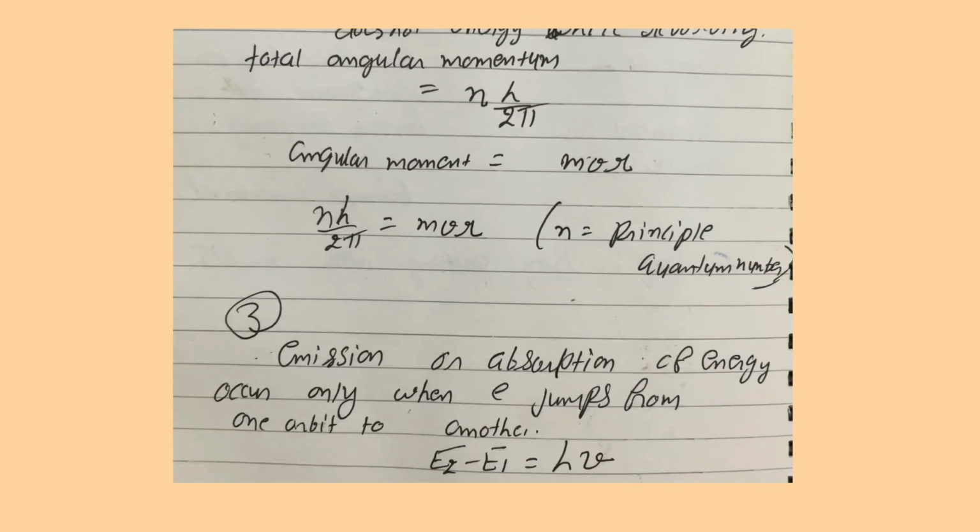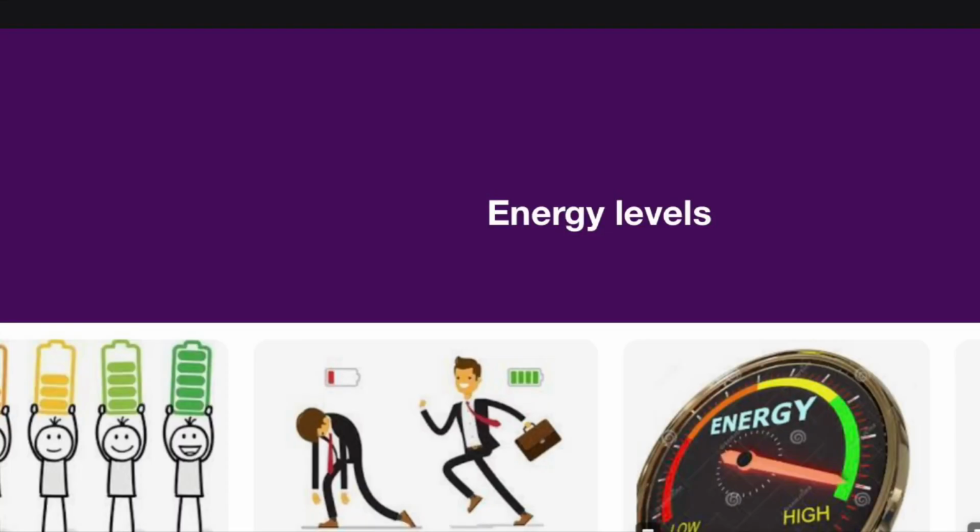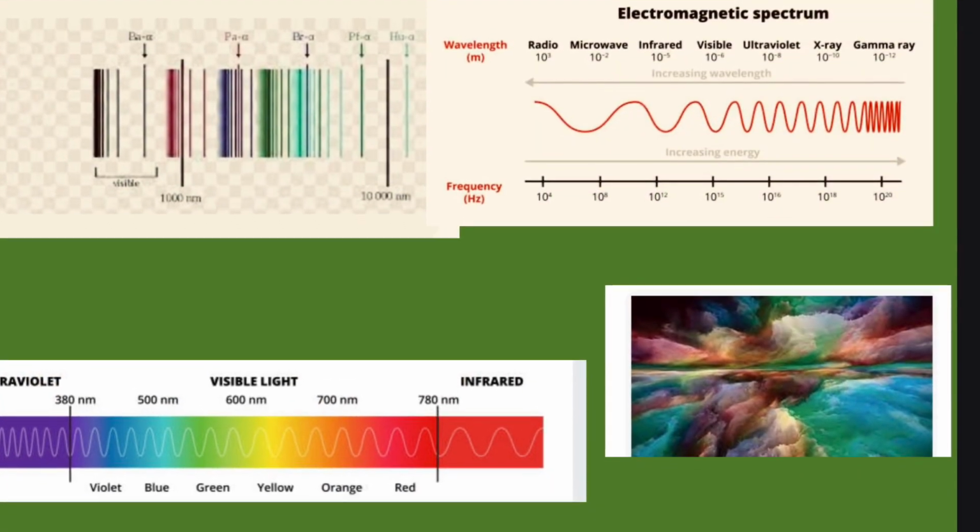Now from the Bohr model, total angular momentum is equal to nh upon 2 pi. But we know that angular momentum is equal to mvr. So nh upon 2 pi is equal to mvr, where n is the principal quantum number. And emission or absorption of energy happens only when an electron jumps from one energy level to another, and that is equal to E2 minus E1 is equal to h nu.